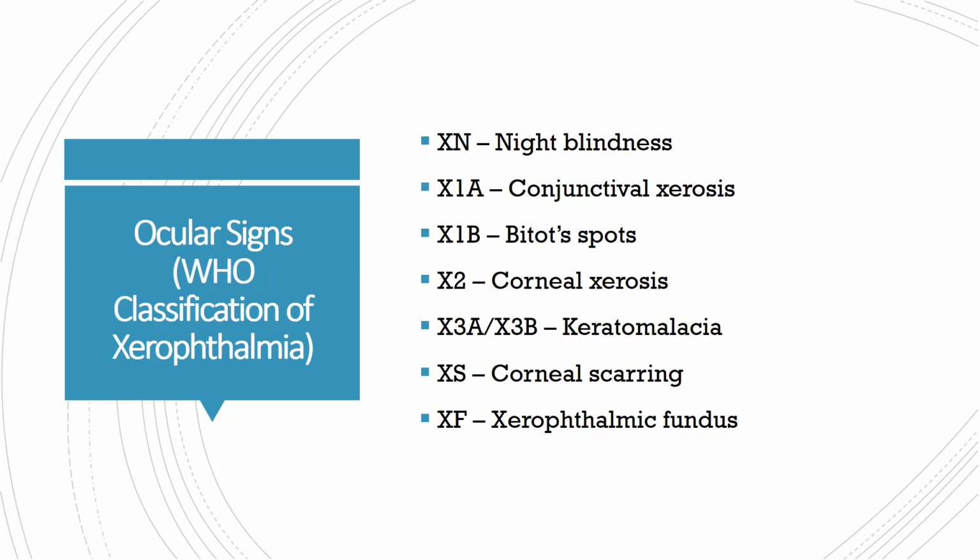So the ocular signs are called xerophthalmia. This is classified according to the classification of WHO as XN, that's night blindness. X1A, that's conjunctival xerosis. X1B, Bitot spots. X2, corneal xerosis. X3A or X3B, keratomalacia. XS, corneal scarring, and XF, xerophthalmic fundus.